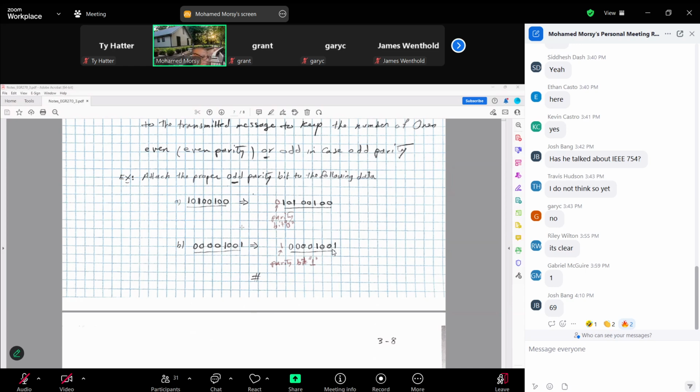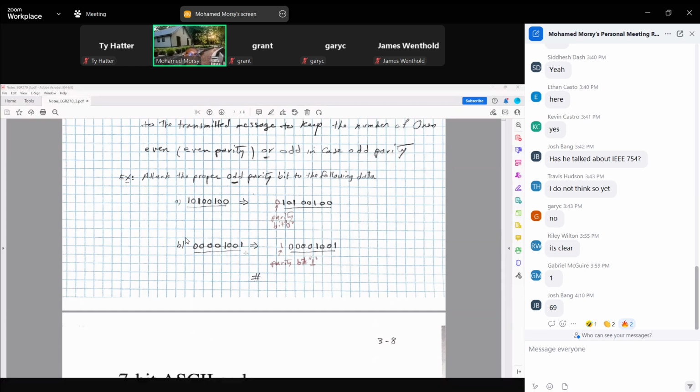Okay, good. We have more people participating now, which is good. We have here for message B, 1001, and so on. So how many ones here? Another one, please participate. How many ones here? 2. We have 2 ones in the message here. Is this even or odd? Even. So what we need, the agreement or protocol is odd.